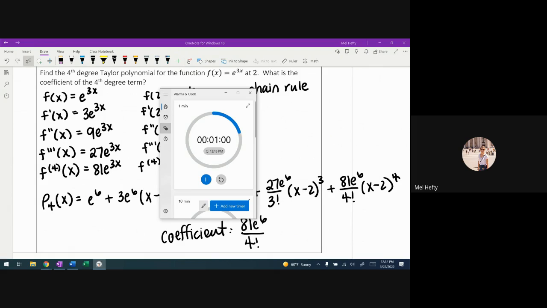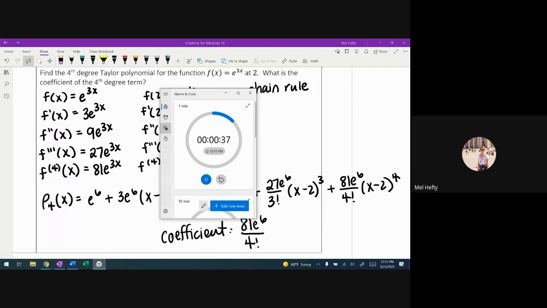Can you not have an x in there? What should x equal? Where'd your e's go? What number should you be plugging in for x for the e's? The center. So our coefficient should be a number.